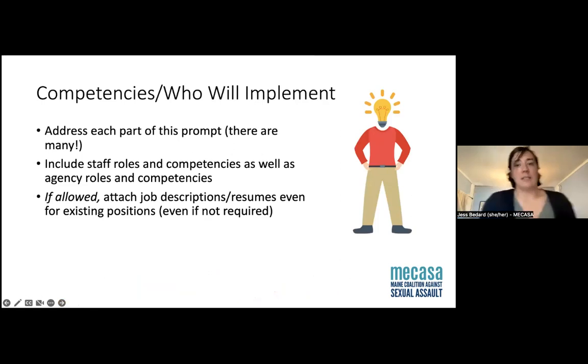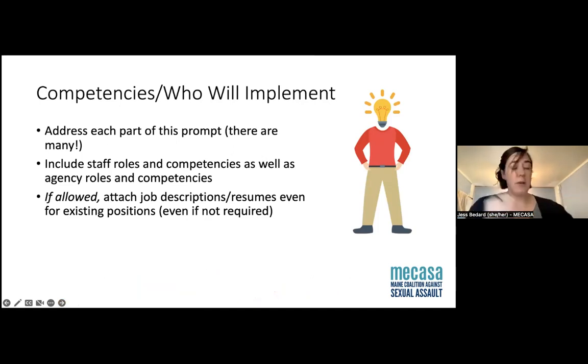Okay, and the competencies. So this is where you're talking about why your agency specifically. So there's a bunch of parts to this prompt. I encourage you to, as Elizabeth said, read really thoroughly, make sure you're answering each component. I encourage you to include staff roles and competencies as well as agency roles and competencies, and to attach job descriptions and resumes even for existing positions, even if not required, if it's allowed.